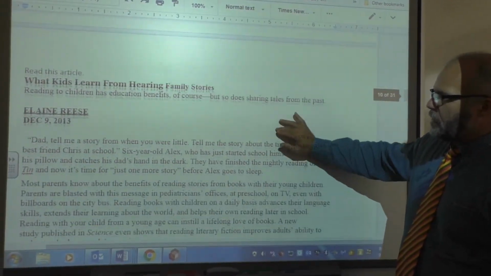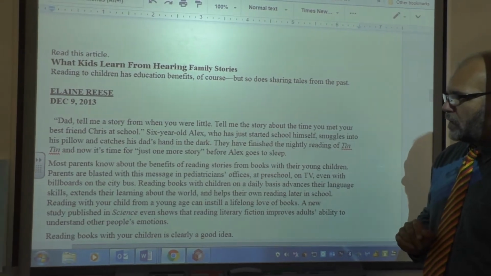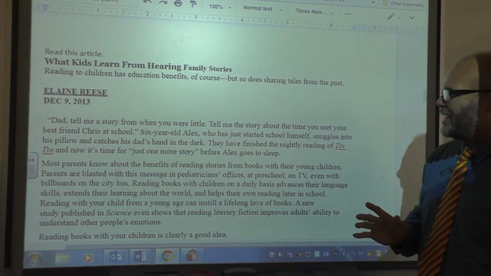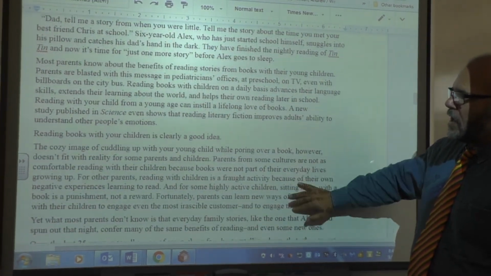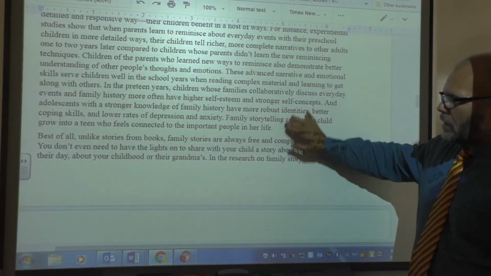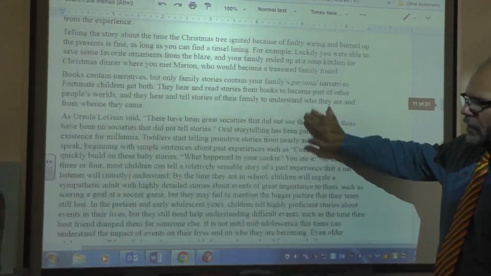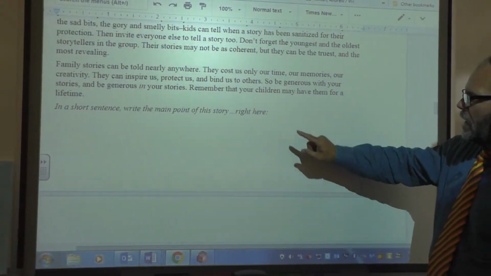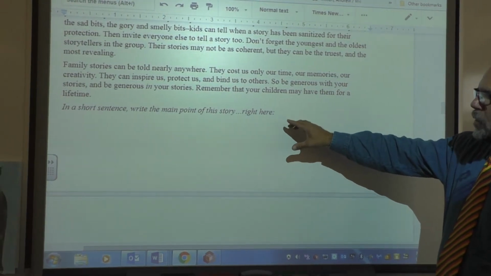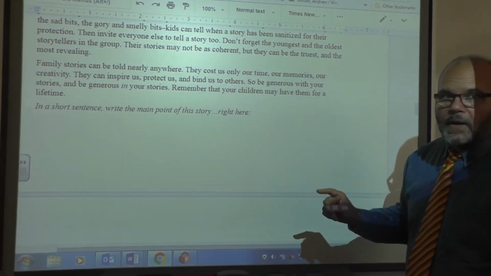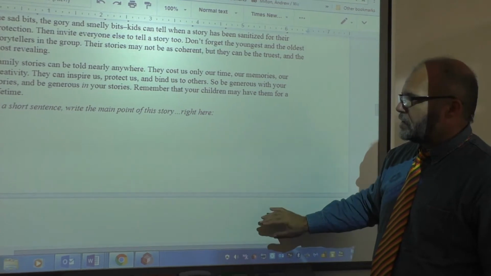Then we move on to an article, the one we may or may not have read at home or together, about learning from family stories. So if you haven't yet, read that article. And at the end of the article, there's a short opportunity for you to write the main point of that article in one sentence. Main points are usually in one sentence.